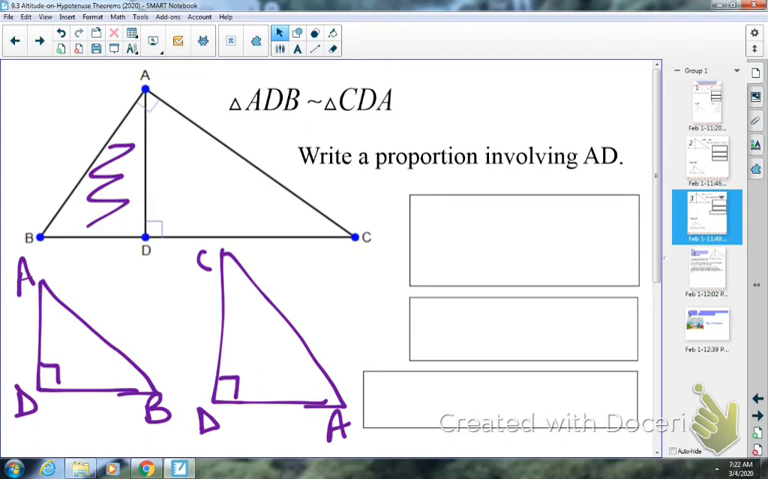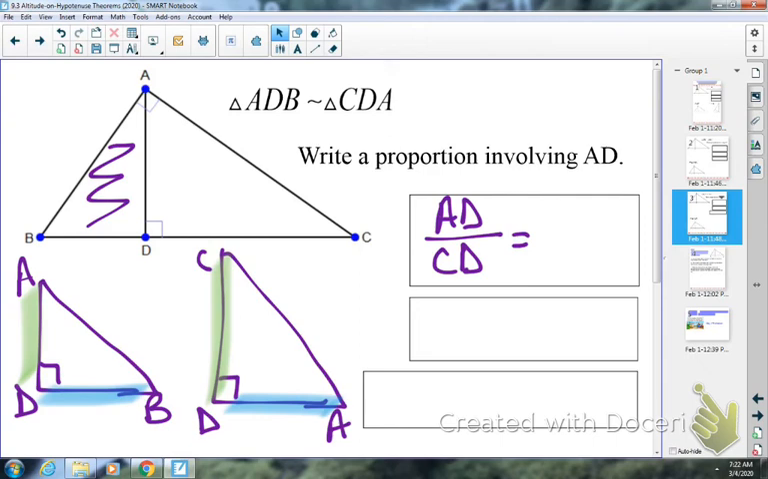It says to write a proportion involving AD. If I look at the picture here, AD goes with CD. So AD over CD is equivalent in a ratio to, let's see what else has an AD in it. Okay, DB goes with DA, or AD, as well. So then I could put DB to AD. Solving it, doing cross products here, we would have AD squared equals BD, or DB, times CD.